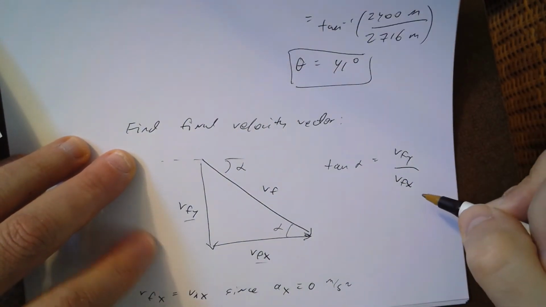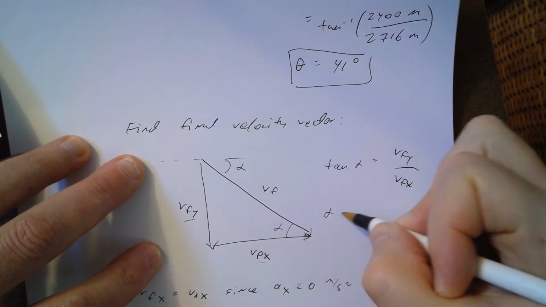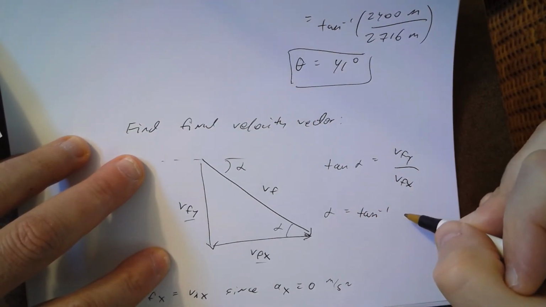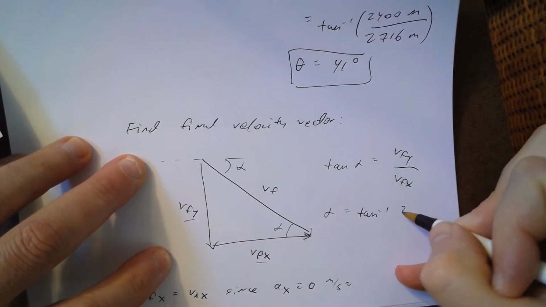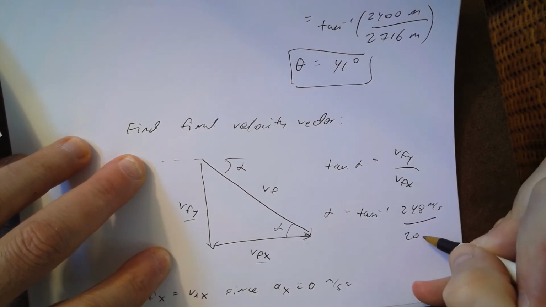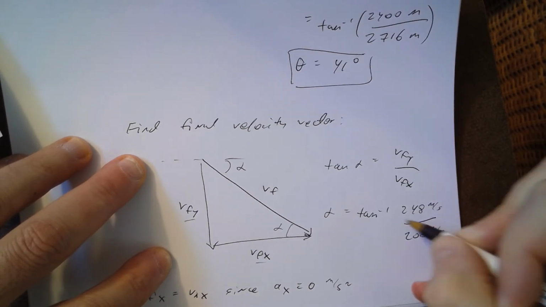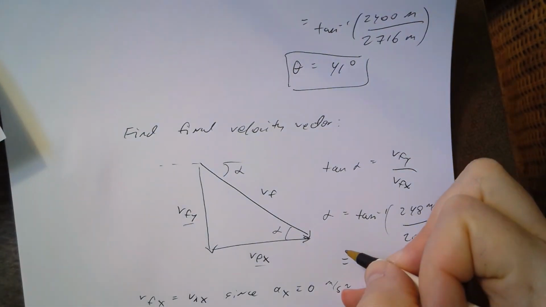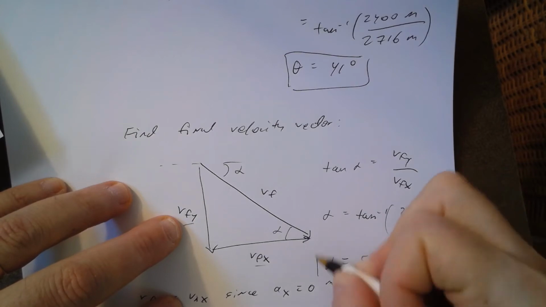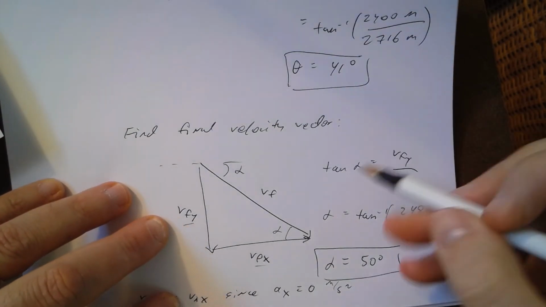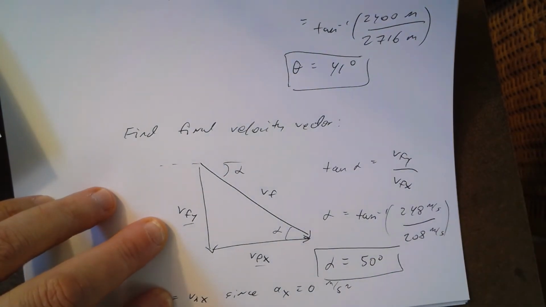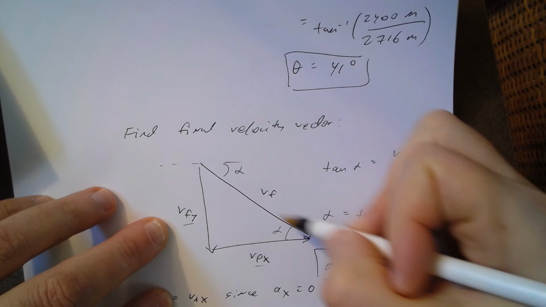So alpha must be the inverse tangent of VFY, which I found to be 248 meters per second, over VFX, which is 208 meters per second. Alpha turns out to be 50 degrees, which should kind of make sense. I mean, that angle of the final velocity vector should be a greater angle than the line of sight angle, because this is coming down at a steeper angle compared to that line of sight.